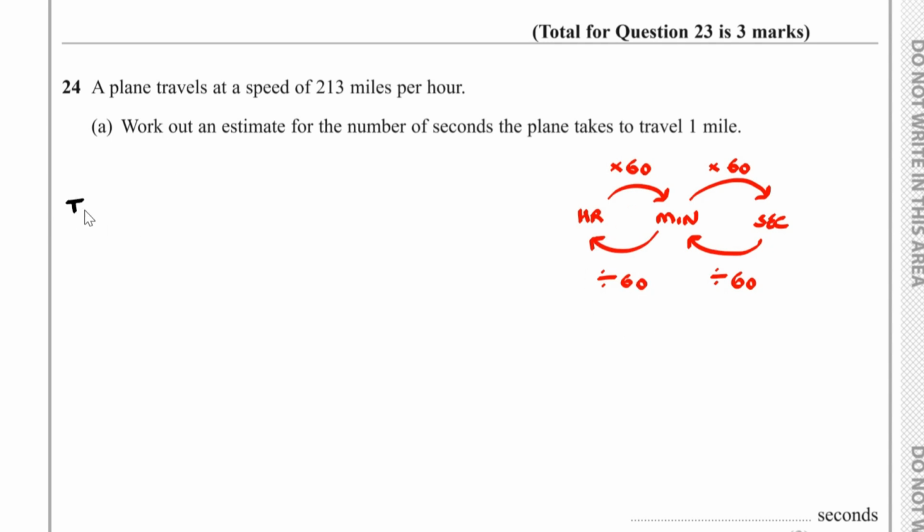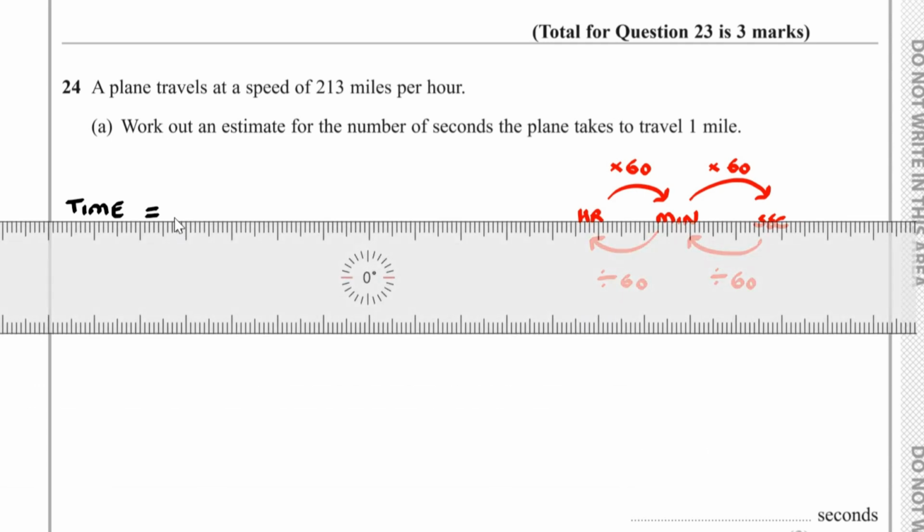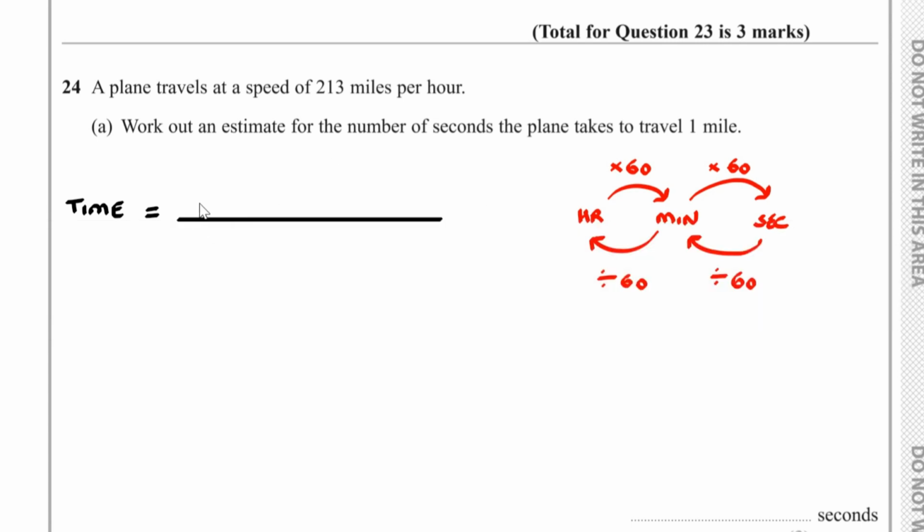So therefore, for the time, we have 1 mile divided by the speed, 213 miles per hour. So, if I work this out, clearly we get here 1 over 213 hours.